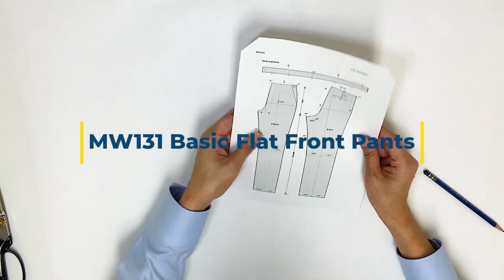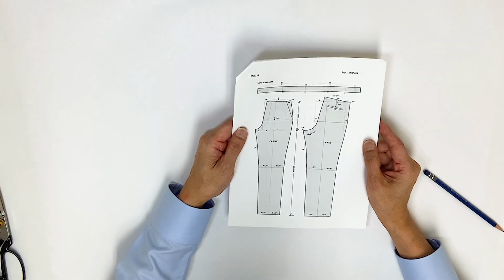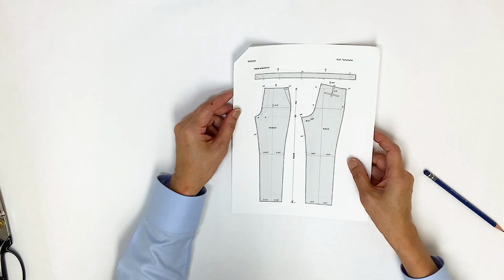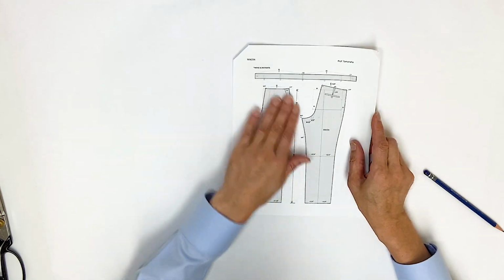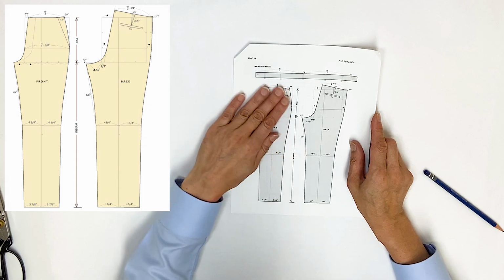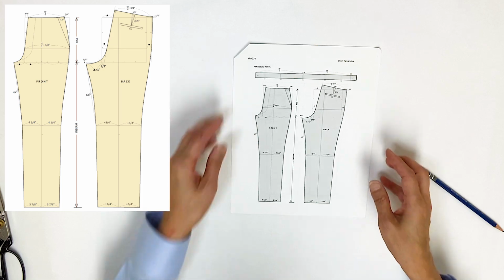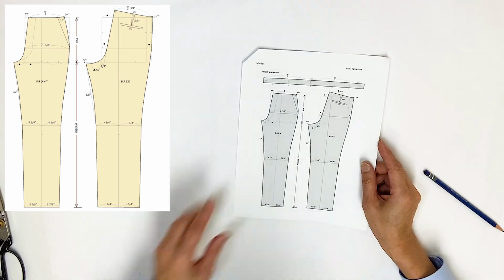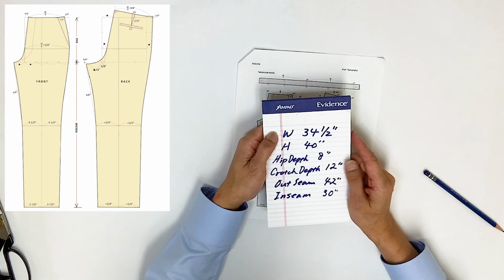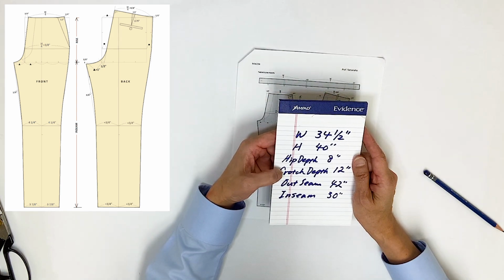Okay, so today we're going to draft this basic slim pants, basic trouser. This is your handout, and as you can see, the front has no darts and no pleats. It's flat. The back has one dart. In order to draft these pants, you need waist measurements, hip measurements, hip depth, crotch depth, outseam and inseam.